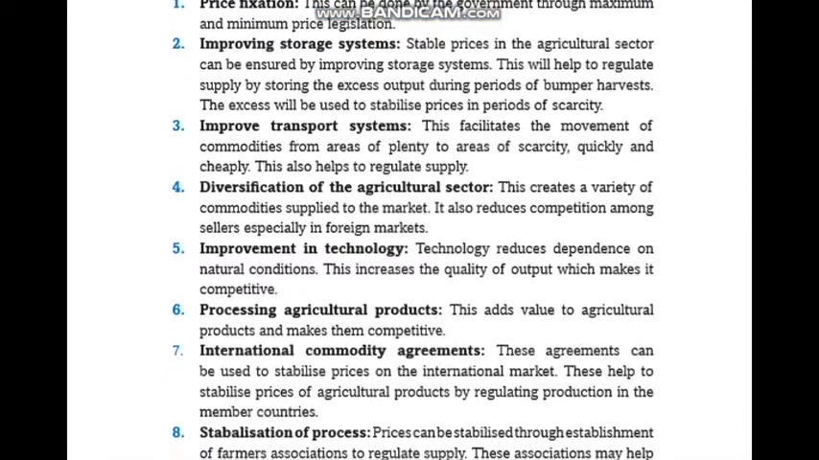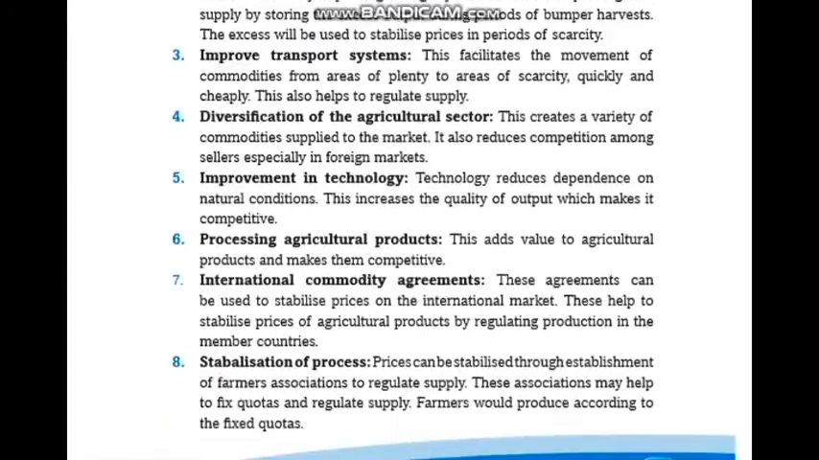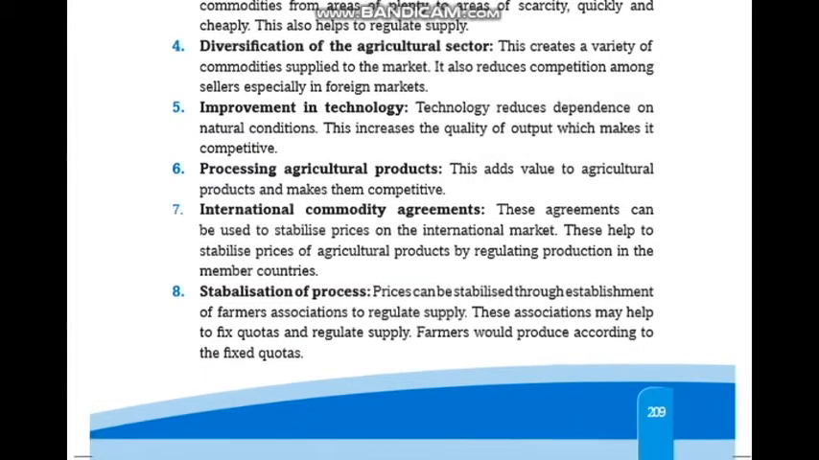Number 2, improving storage system. Stable prices in the agricultural sector can be ensured by improving storage system. Number 3, improve transport system. This facilitates the movement of commodities from area of plenty to area of scarcity. Number 4, diversification of the agricultural sector. This creates a variety of commodities supplied to the market.